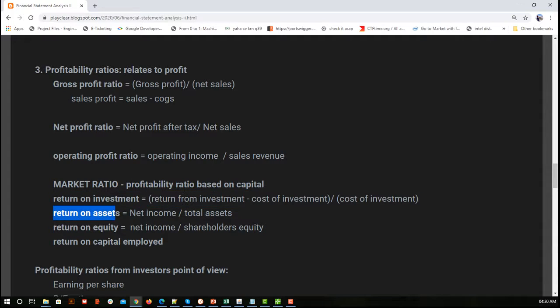Now return on assets. A company has 100 rupees of assets and it is generating 10 rupees. So I can say out of the 100 in assets it is generating 10. Based on this I can say how efficiently a company is managing its assets to generate net income. Again, return on equity.